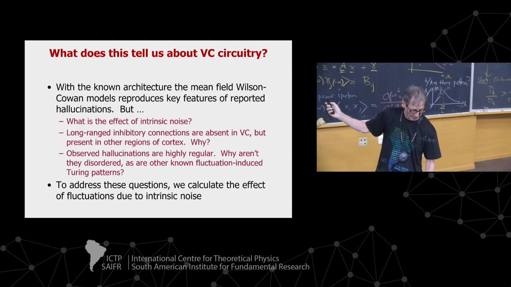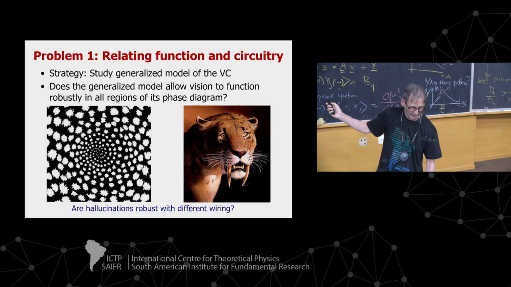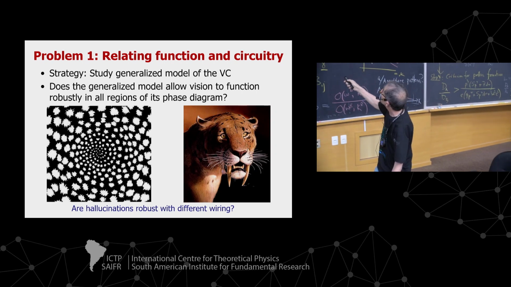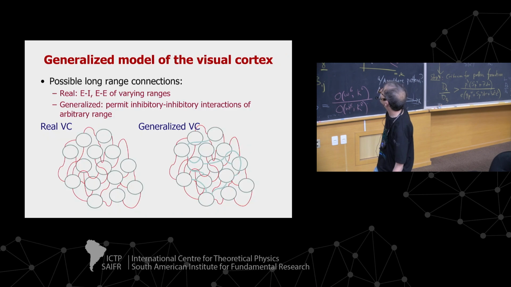So let me show you what we did. We took a generalized model of the visual cortex. We solved for the one loop fluctuations to work out the phase diagram, and then we asked what kind of architecture would allow you to not have the hallucinations. So are the hallucinations robust with different wiring?